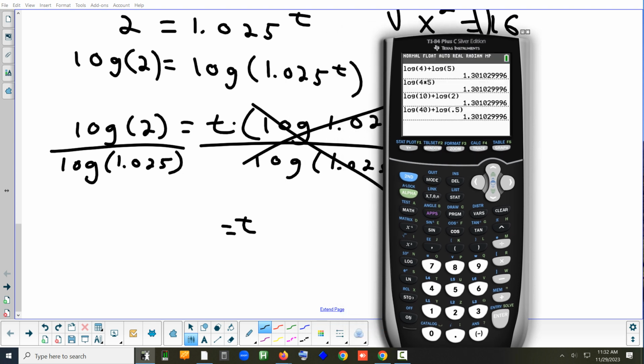But let me just show you how you plug it in. When you press log and then you do 2, it opens a parenthesis for you. You have to close it. Okay, if you don't close it after the 2, it's going to come out wrong. So log 2 divided by log 1.025. And you get 28.07. And that's how many years it will take for the population to double.